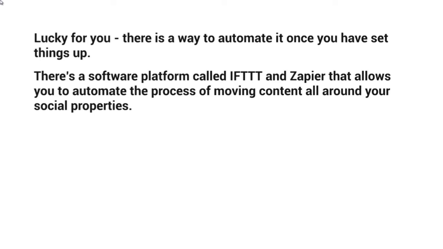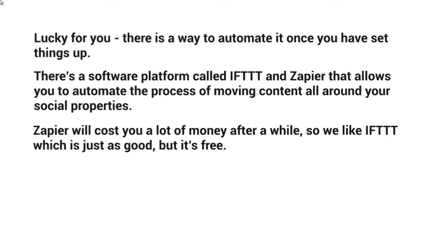So you have essentially what we call triggers, that whenever the trigger happens, then something else happens. What IFTTT stands for is if this, then that. So if this happens, then what kind of deal. Now, between the two, Zapier will cost you a lot of money after a while. A lot of times they'll give you some free triggers and zaps, which is what they call it, and beyond that, it will cost money. Whereas with IFTTT, it's just as good, but it's free.